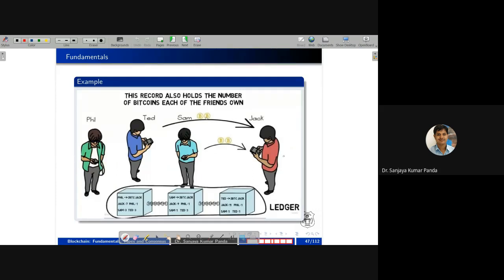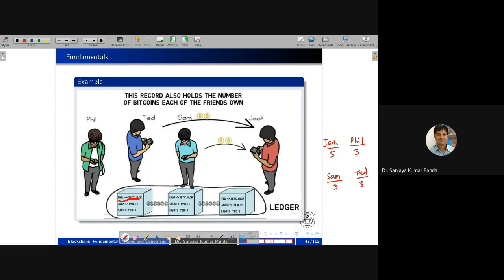So see here, once Phil transferred 2 Bitcoin to Jack, Jack is earlier having 5, so increased by 2, so it is 7. And Phil is having earlier 3, so it is reduced to 1, right? Jack is having 5 before making this transaction, and Phil is having 3 Bitcoin, and Sam is also having 3 Bitcoin, and Ted is also having 3 Bitcoin.